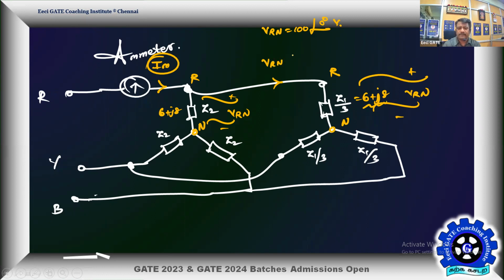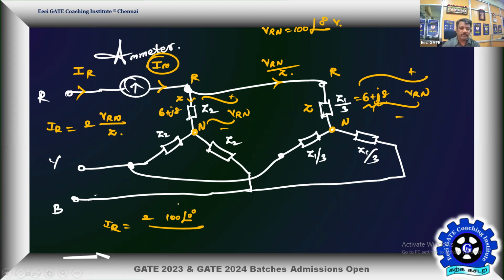So the current is VRN divided by Z, let me call this Z, and this is also going to be Z. So this current is VRN by Z, and this is also VRN by Z. Therefore the current through the instrument, IR, will be equal to 2 times VRN divided by 6 plus J8, that is Z. That's your IR. So we'll go for the modulus of this, that's the meter reading. So 2 times 100 at an angle 0, the whole divided by Z, that is 6 plus J8 ohms.